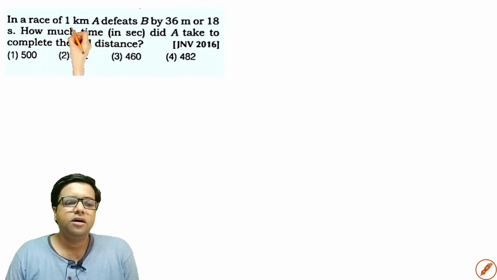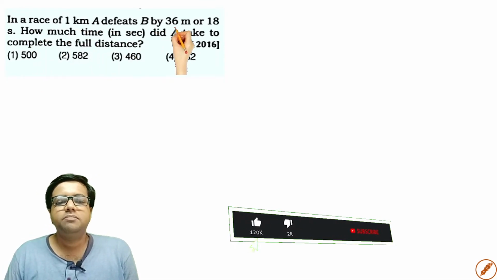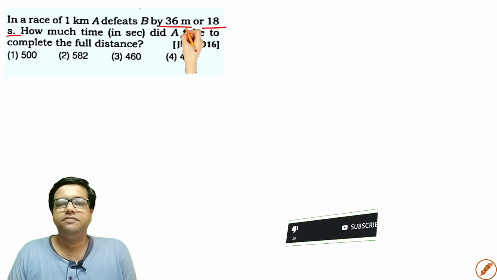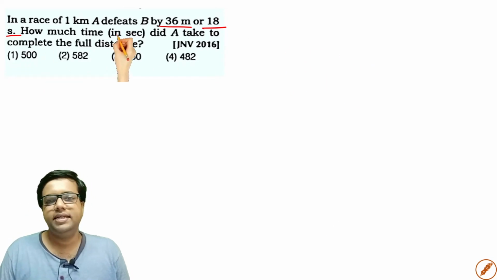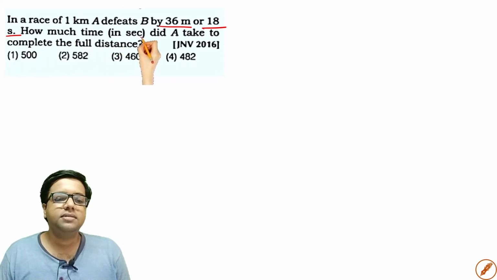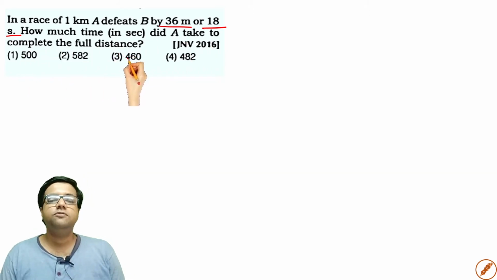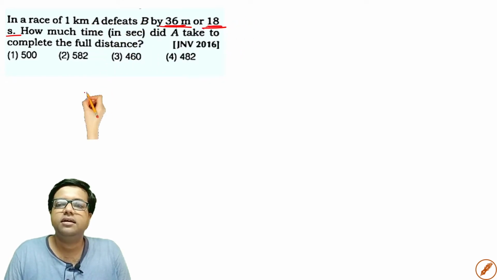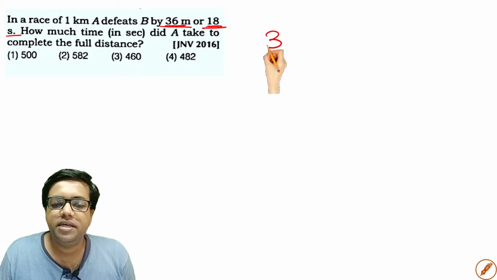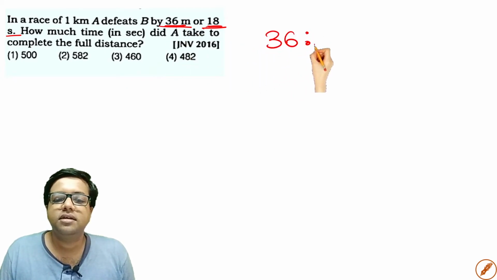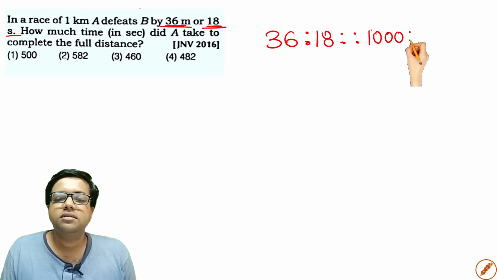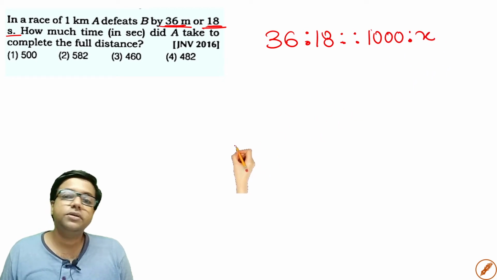In a race of 1 kilometer, A defeats B by 36 meters or 18 seconds. How much time in seconds did A take to complete the full distance? So that means A defeated B by 36 meters and 18 seconds. That means B is traveling 36 meters in 18 seconds. So for traveling 1000 meters, what is the time taken by B?